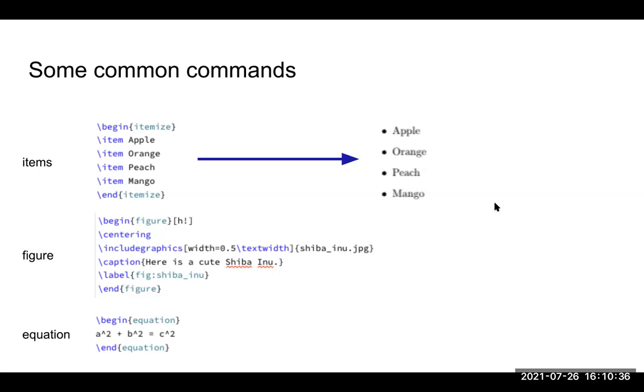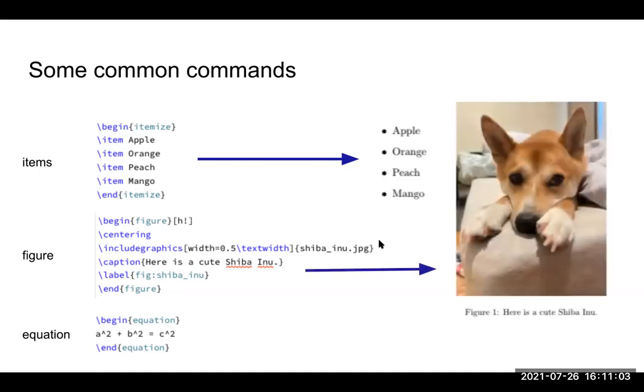And if you want to add a figure, also with a backslash begin, but this time figure and end figure. And this is a special command that forces the figure to stay in the current location, and I'll show some of the meaning later. But basically the most important command for a figure is include graphics, and in this case we include just a dog. You just import it and compile, and later on it will be shown as a figure.